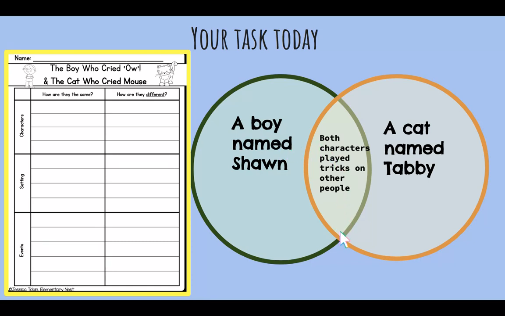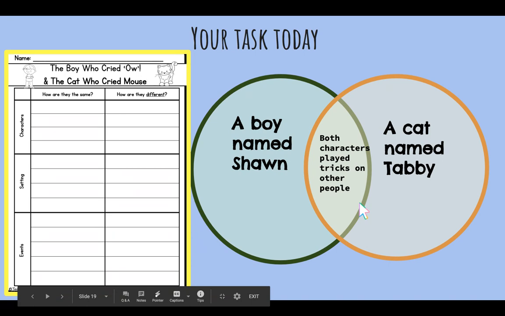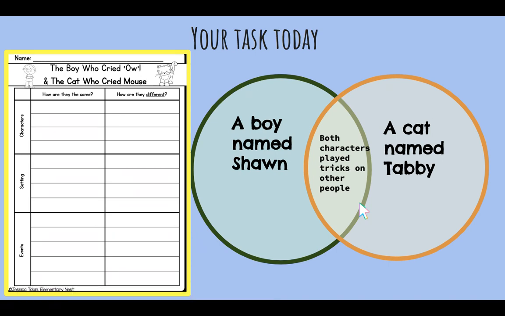Now, if I come over here in the center, remember the center is how they are alike. What makes them similar? I said both characters played tricks on other people. So that is how the characters are similar, right? Because both of the main characters, both Sean and Tabby, play tricks on other people, which was not the right thing to do. So that is a little introduction to some things that you can write over here for how the characters are the same and how they are different. I encourage you to see if there's anything else you can add.